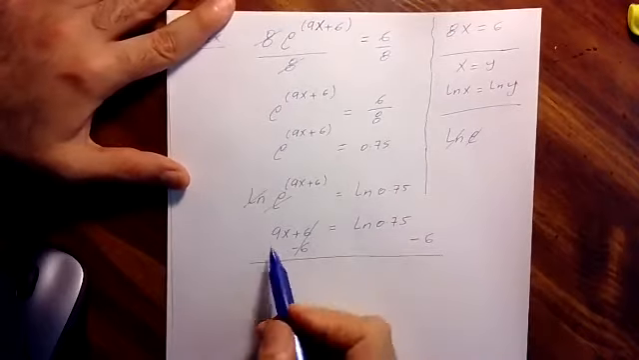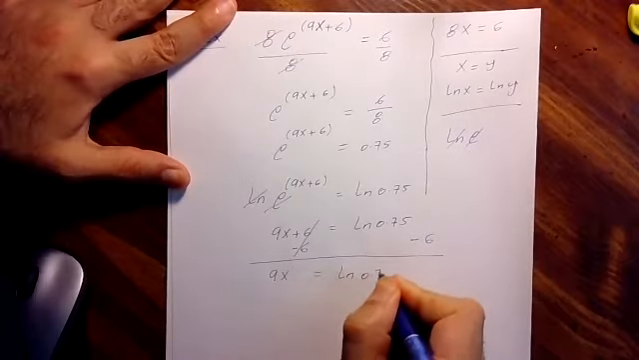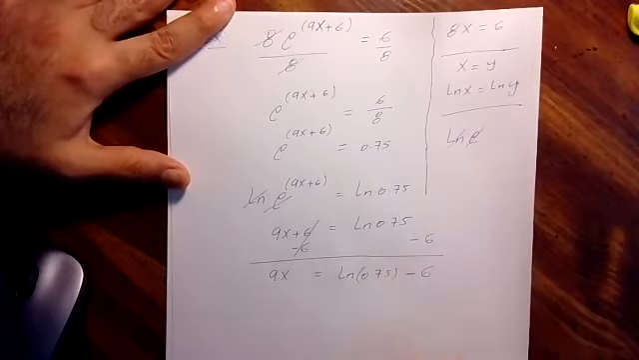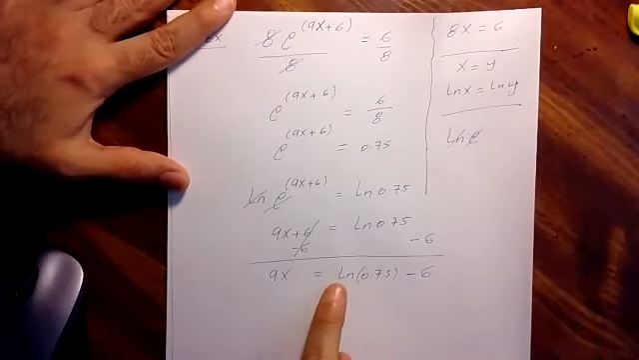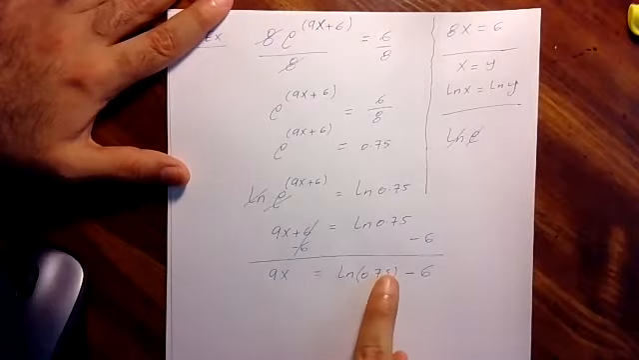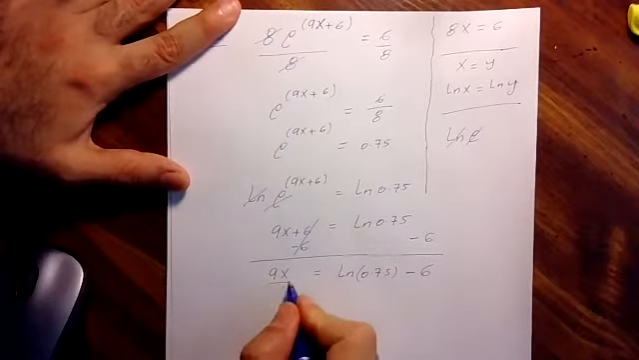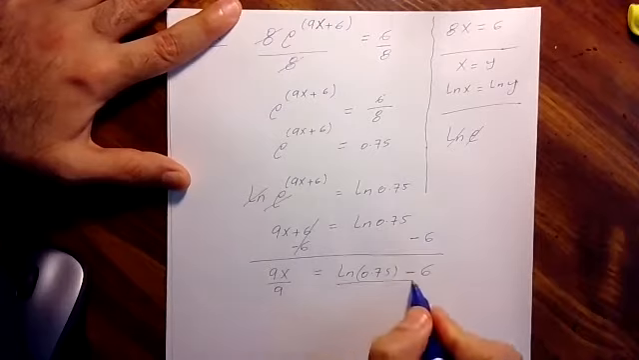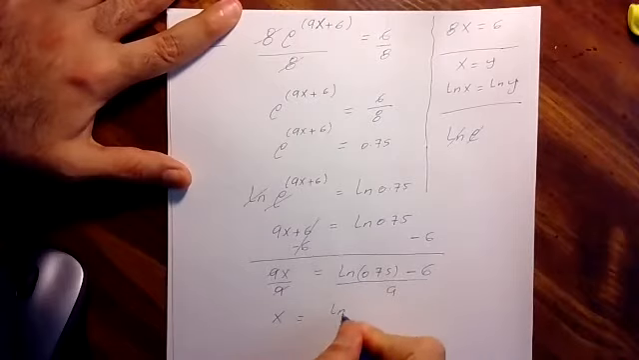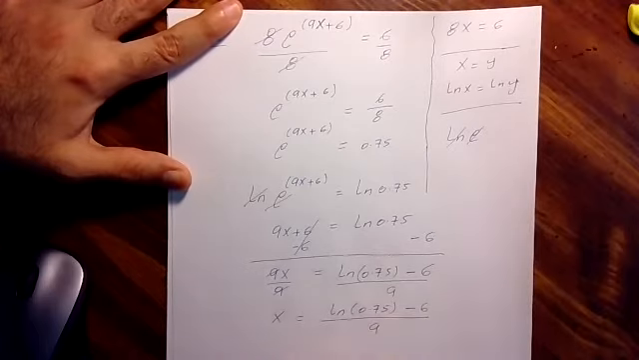cancel these. So the leftover here is 9x equal ln 0.75. I'm going to put this one in parentheses, so you're not going to confuse yourself, minus 6. Because ln is only for this number, it's not going to be ln of this number minus 6. Ln only for this number. Now, next step, we need to keep the x by itself, so we're going to divide both sides by 9. Cancel the 9. The leftover here is just x equal ln 0.75 minus 6 divided by 9.